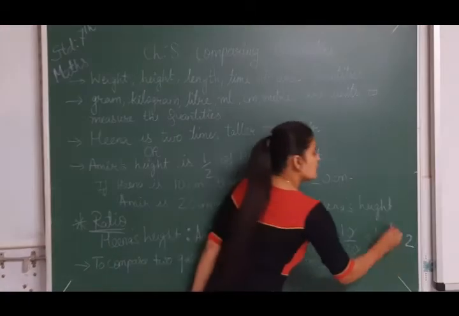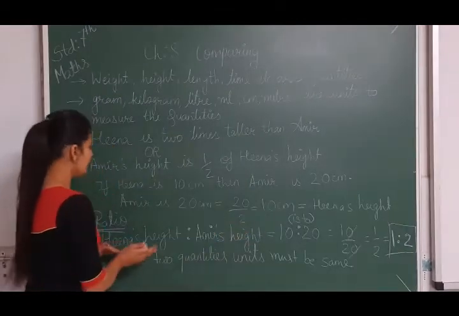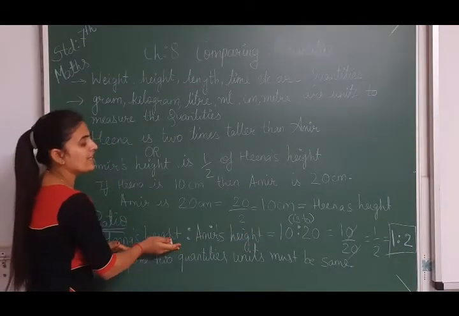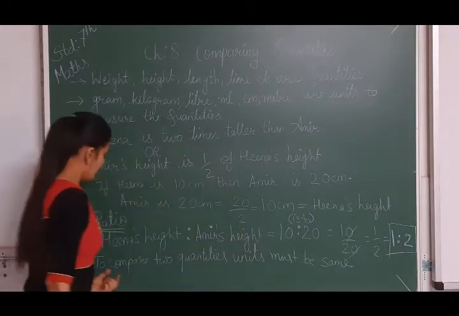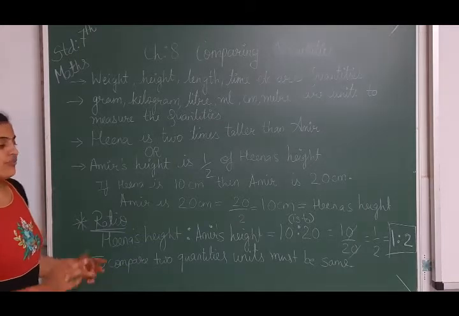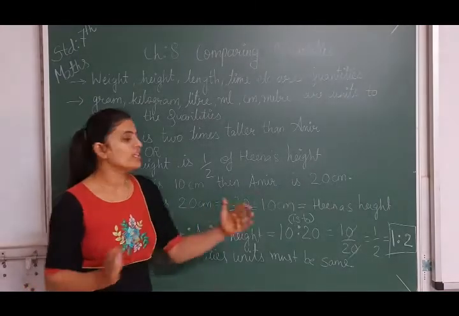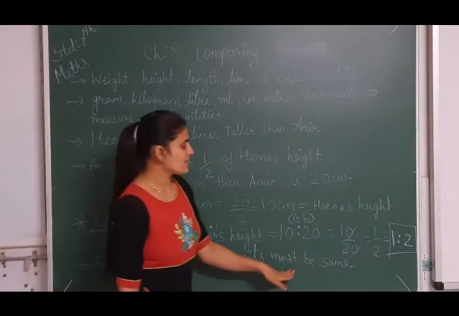So this 1 is to 2 is a ratio. It means that whatever Amir's height is, that much twice will be Hina's height. Now, a point is that whenever you are doing a comparison of any two quantities, the units should be the same. To compare two quantities, units must be the same.